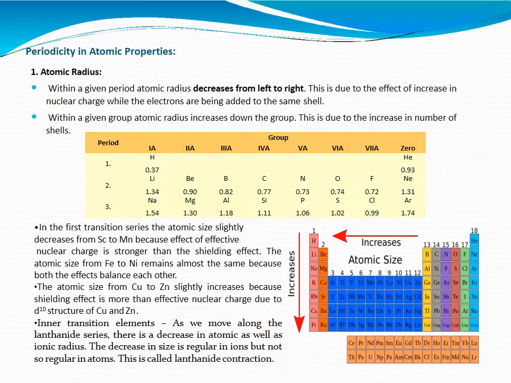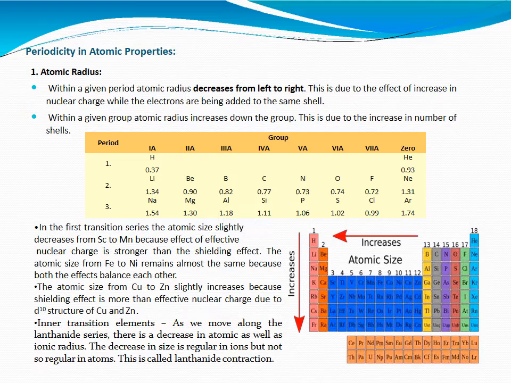increase in nuclear charge. In the first transition series, the atomic size slightly decreases from scandium to manganese because effective nuclear charge is stronger than the shielding effect. Their main factor is shielding effect. The atomic size from iron to nickel remains almost the same because both the effects balance each other. So in d block elements, we saw that there is a slight change in atomic size. The atomic size from copper to zinc slightly increases because the shielding effect is more than the effective nuclear charge due to d10 structure of copper and zinc.